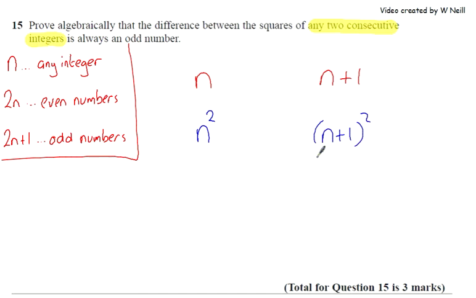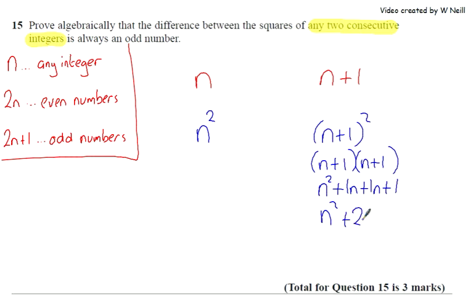I'm going to multiply this bracket out. That's going to give me n squared plus 1n plus 1n plus 1, if I follow my arrows. That's going to give me n squared plus 2n plus 1.